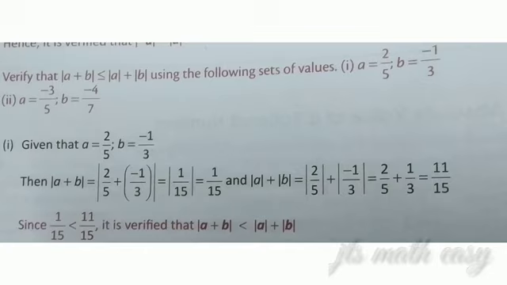Now verify whether both are equal or unequal. Here your LHS value is 1 by 15, but your RHS value is 11 by 15, and 1 by 15 is less than 11 by 15. So it satisfies the condition, because the property says that modulus of A plus B is less than or equal to modulus of A plus modulus of B. After our verification we have arrived at 1 by 15, which is less than 11 by 15, so it is true for that property.